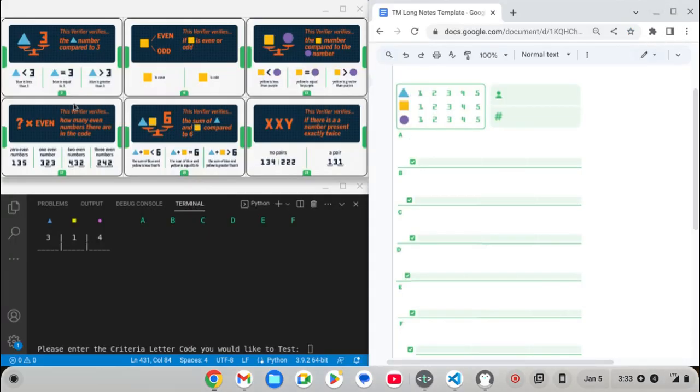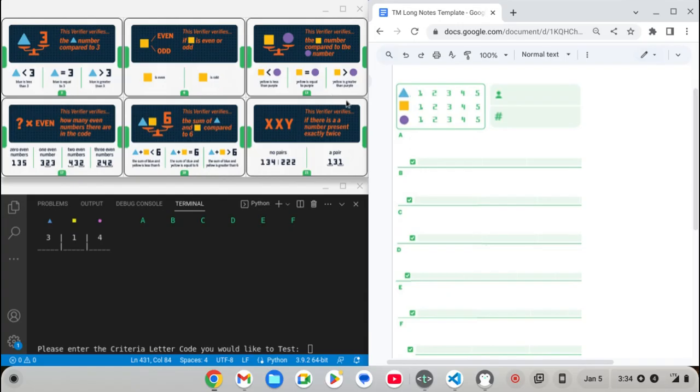So in the grid above, we've got our 6 criteria cards. On the top row, we've got criteria card A, criteria card B, and criteria card C. On the bottom row, we've got criteria card D, criteria card E, and finally criteria card F. Criteria card A takes a look at our first digit, the triangle digit, and the Turing Machine compares it to the number 3. So should the value of triangle be less than 3, should it be equal to 3, or should the value of triangle be greater than 3?